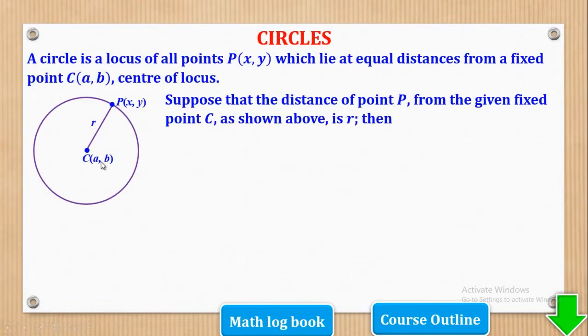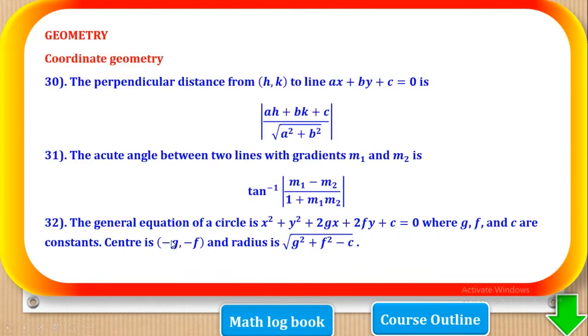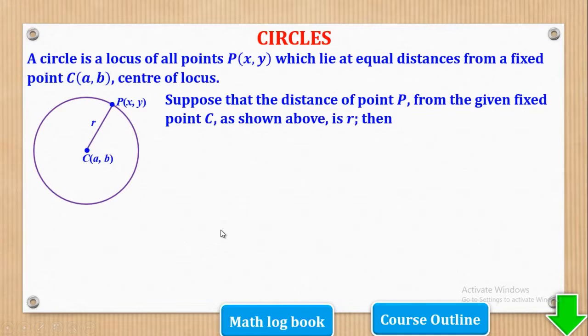For us, we have said that the center is (a, b) and the radius is r. If you look at this, the center was told to be (-g, -f). There's no need to worry, because we are going to derive, and at the end of the derivation you realize that we come up with this center and this radius. Though for now, the center for us is (a, b) and the radius is small r. So let's start the derivation.